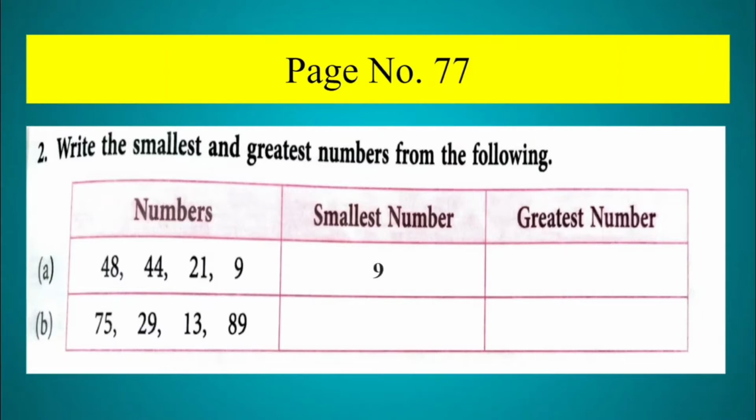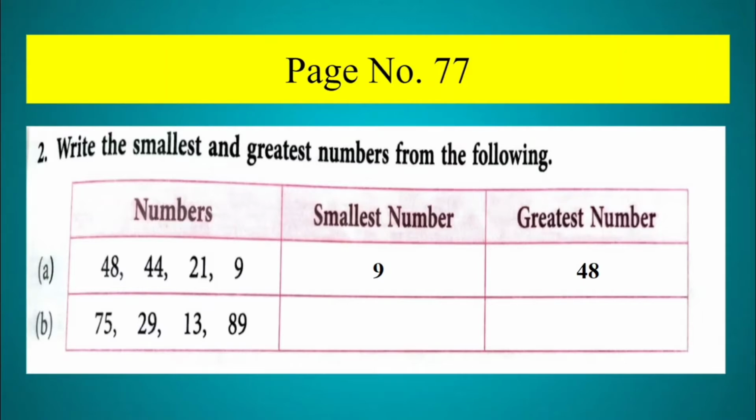Yes, very good. It's 9. So here 9 is the smallest number among these 4 numbers. And which is the greatest number? Greatest number is 48. Yes, 48 is the greatest or the largest number among the 4 numbers.